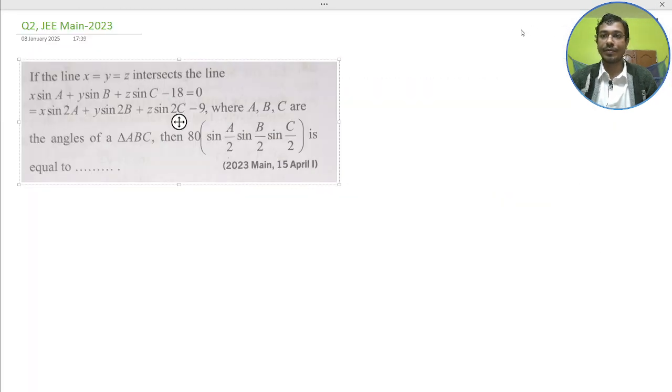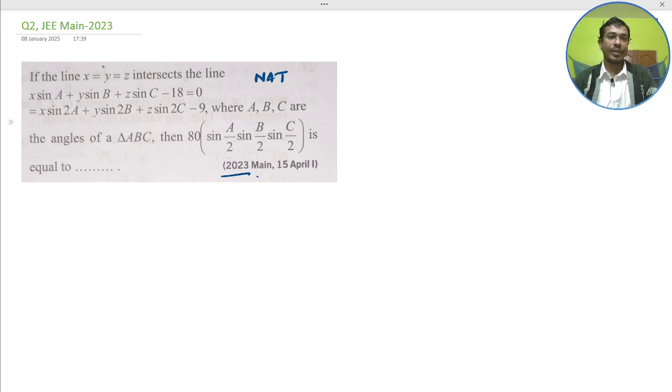Coming also from the recent type of questions, JEE Main 2023. This is a numerical answer type question. If the line x equal to y equal to z, the line x sin A plus y sin B plus z sin C minus 18 equal to 0.